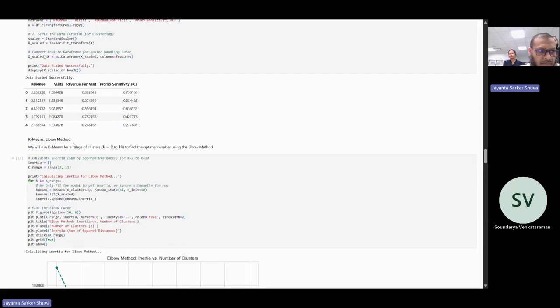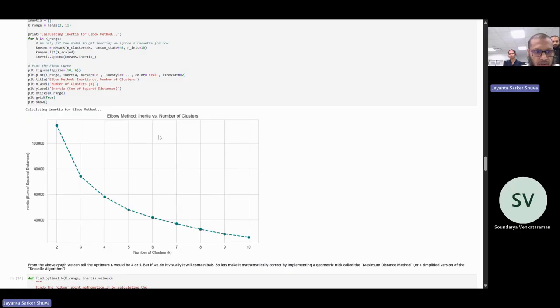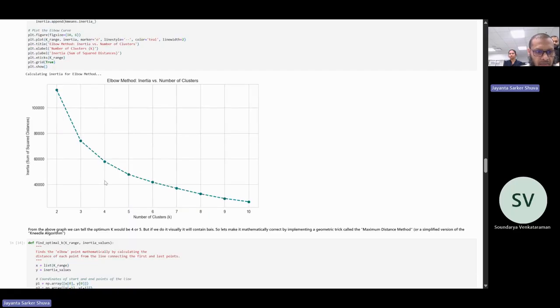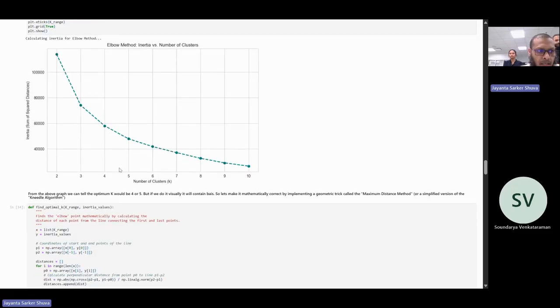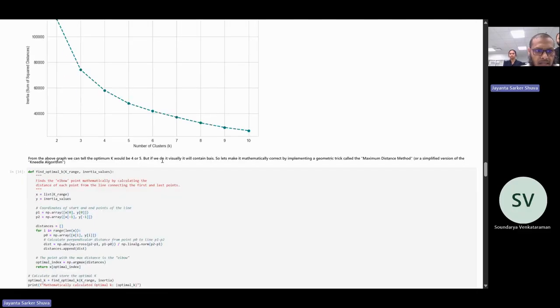After that we ran k-means for a range of 2 to 10 using the elbow method, and we got this elbow plot. Here 4 or 5 might be the optimal point. But we might be biased seeing this visually. So after that we ran a method to find the optimal.